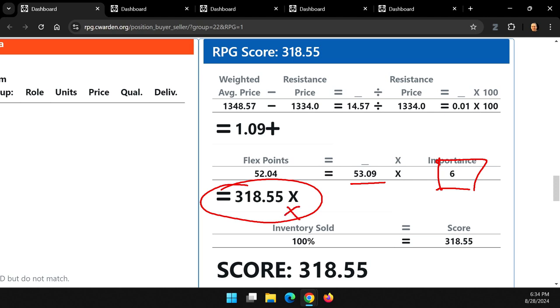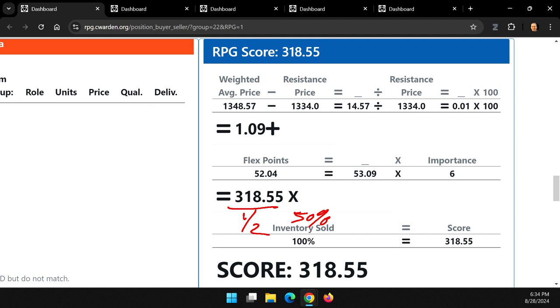Then you're going to go ahead and times that into your inventory sold. So here you're a seller. If you're a buyer, it would be the buying side. We'll look at that in a minute. So 100%, of course, is best. If you only had 50% of your inventory sold, what would happen? This number would be cut in half. So selling more of your inventory is useful. Getting a better price is useful. Having an important situation is useful. And more flex points, really important.